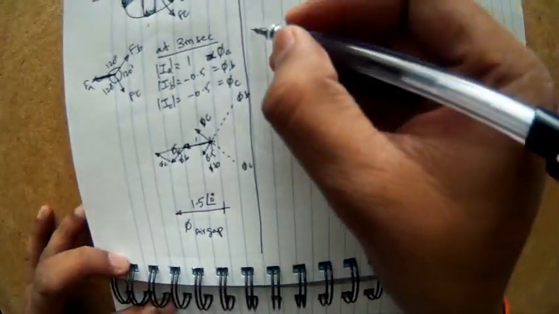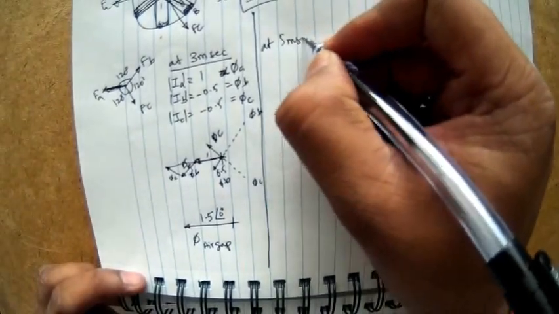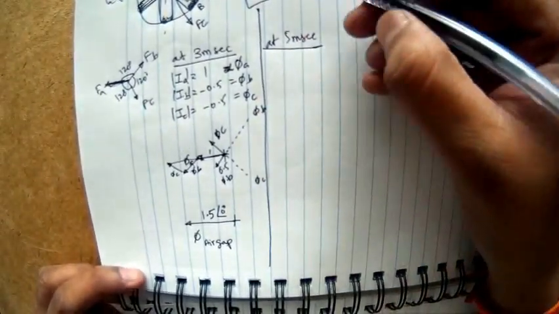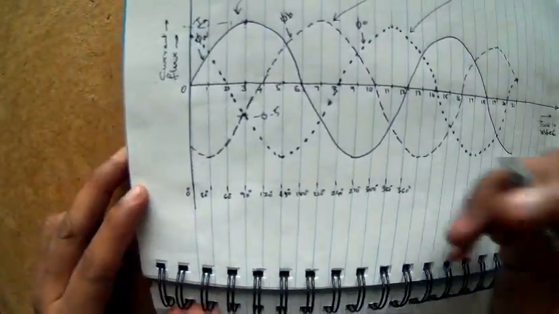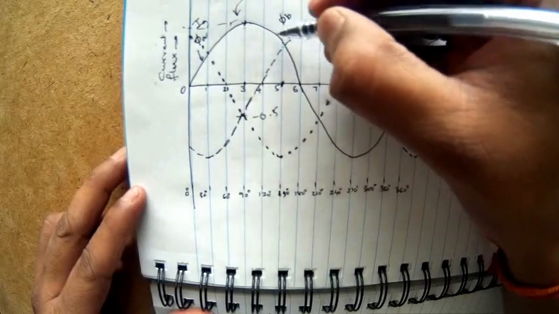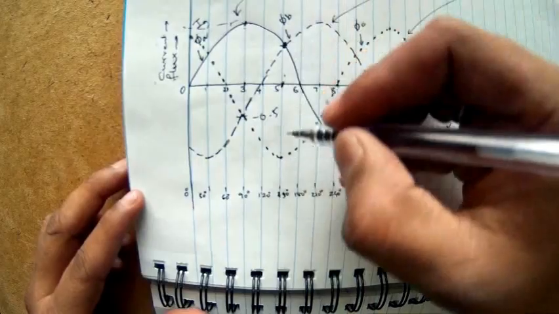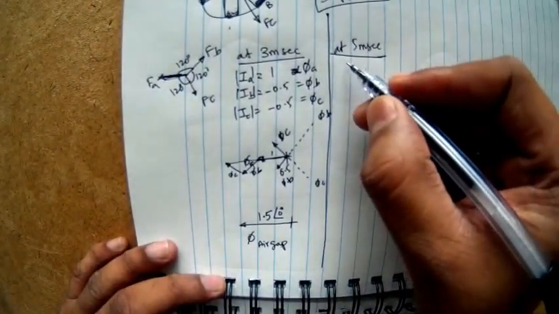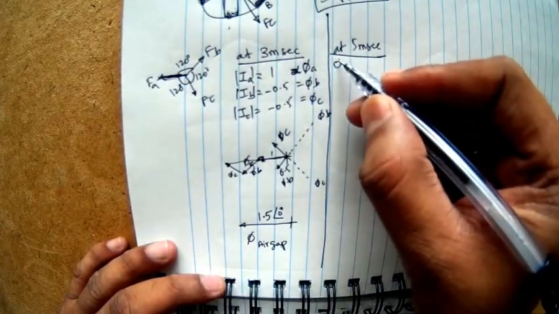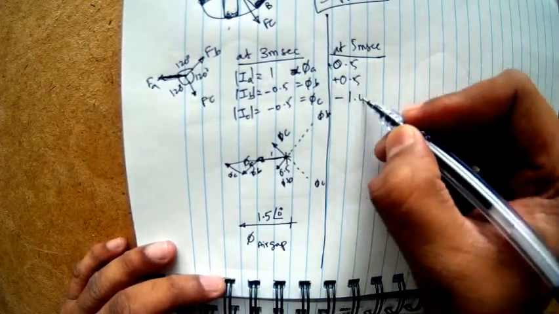Let's take 5 milliseconds. What happens at 5 milliseconds? Now at 5 milliseconds, what is my IA? So now we refer to this. At 5 milliseconds, IA and IB are equal here, plus 0.5 and plus 0.5, whereas IC is minus 1. So let me write that. This is 0.5, 0.5 and this is minus 1.0.